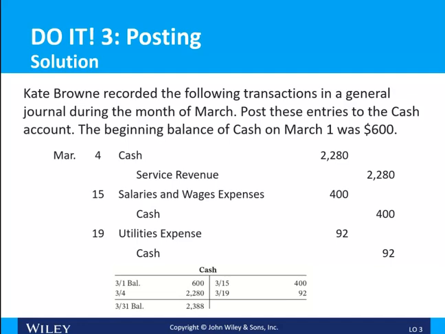On March 4th, we debited cash, so we post that in there. So we show the $2,280 on the left side, the debit side. The 15th and the 19th, we both spent cash for something. We decreased cash. We credited cash in those journal entries. So we record that on the right side, the credit side of the cash account. And then to get the balance, we take the 600, add the 2,280. We add up the credits, 492. So we take the total debits minus the total credits, and our balance is 2,388.